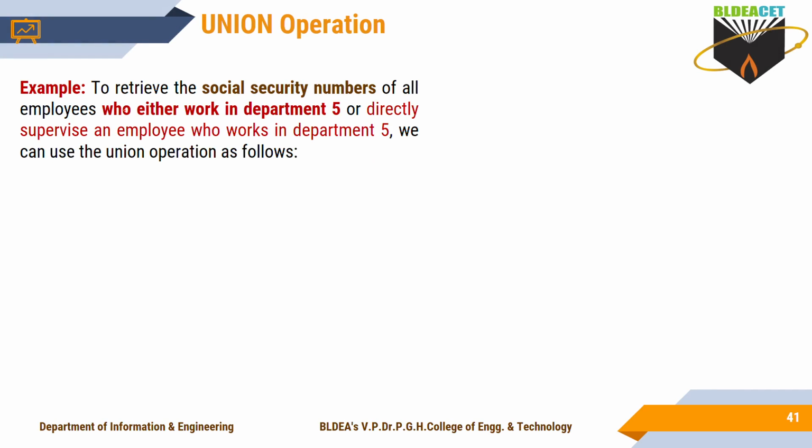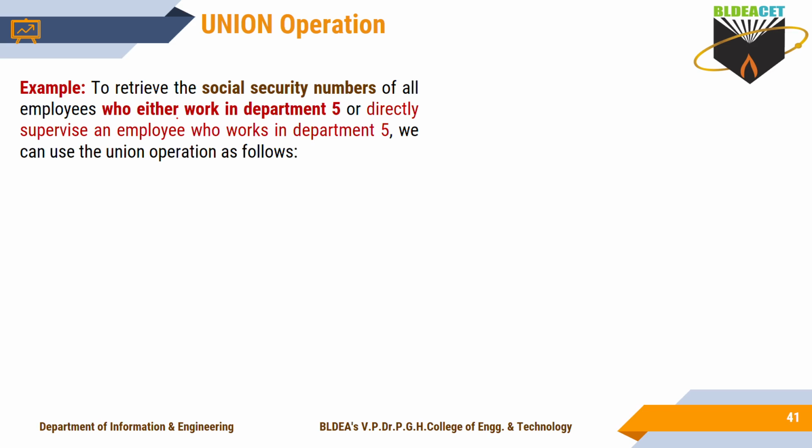So let's take one example. This example comes under the unary operation, that is the union operation: retrieve the social security numbers of all employees. Now what do you actually want to retrieve? This is the one query. You want to retrieve the social security numbers of whom?